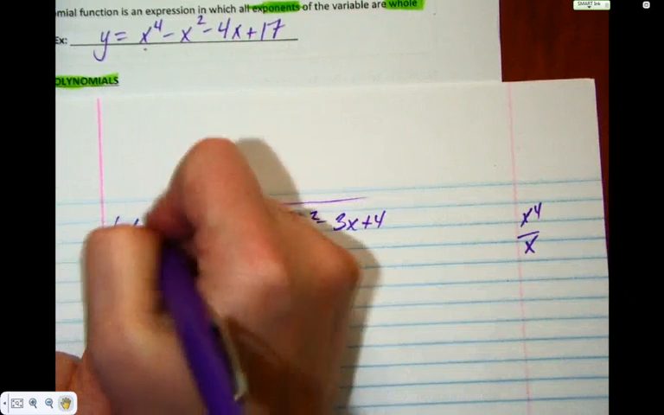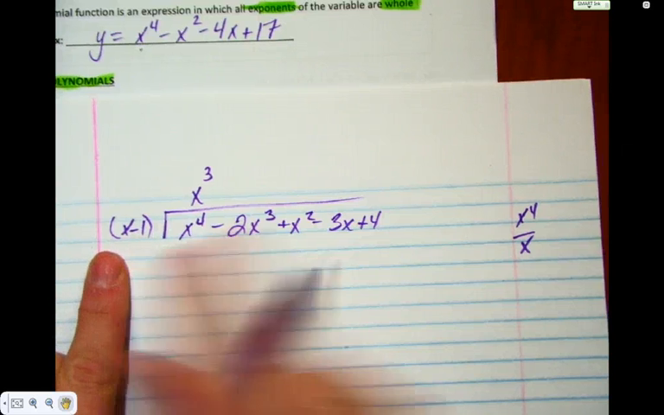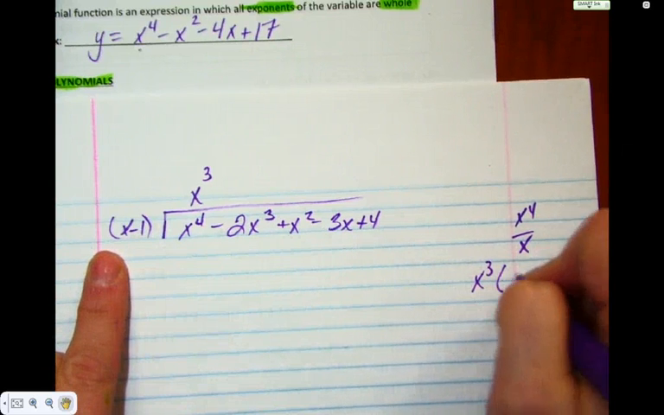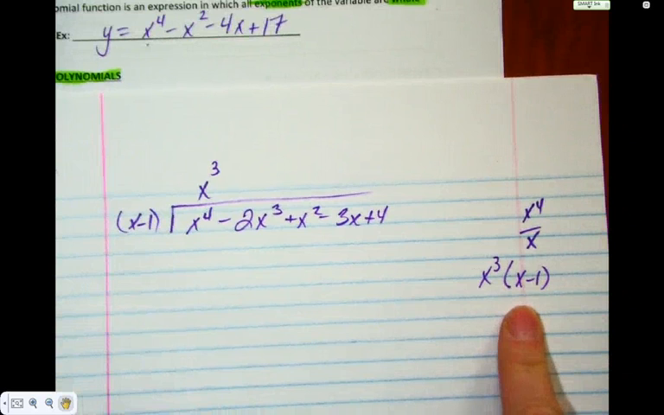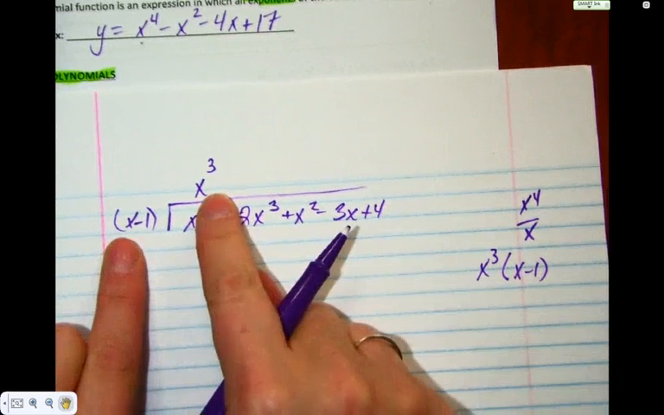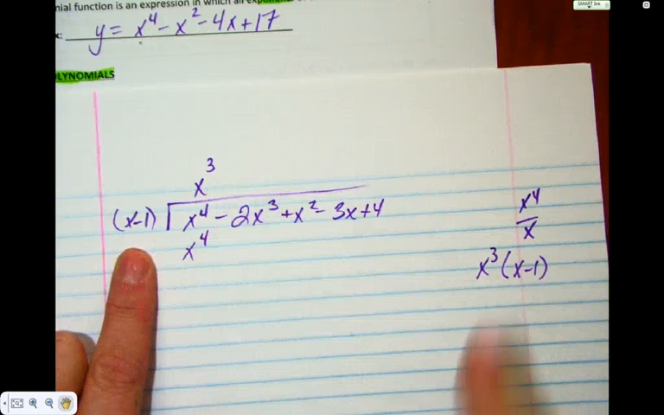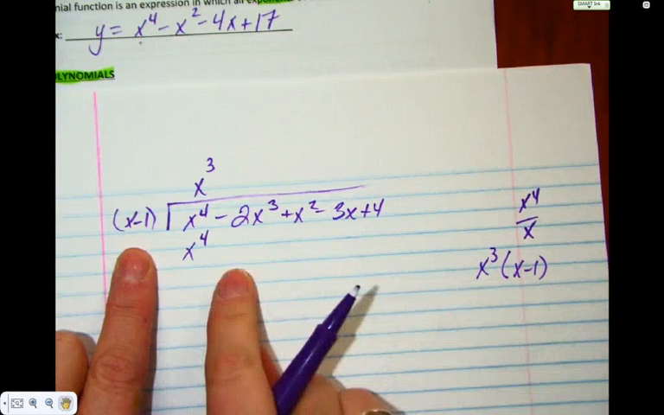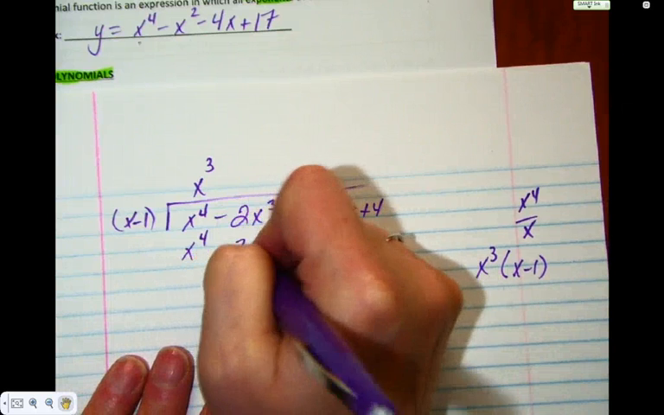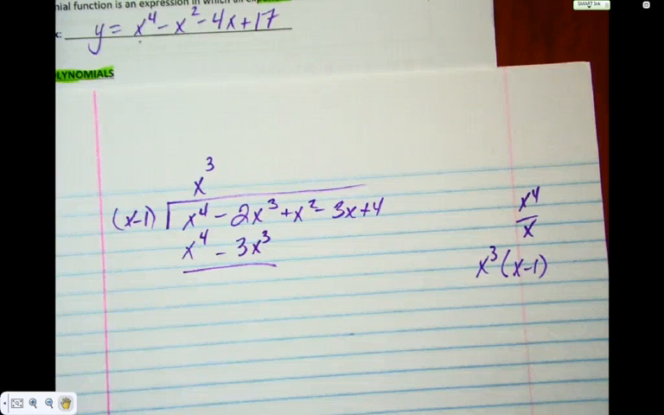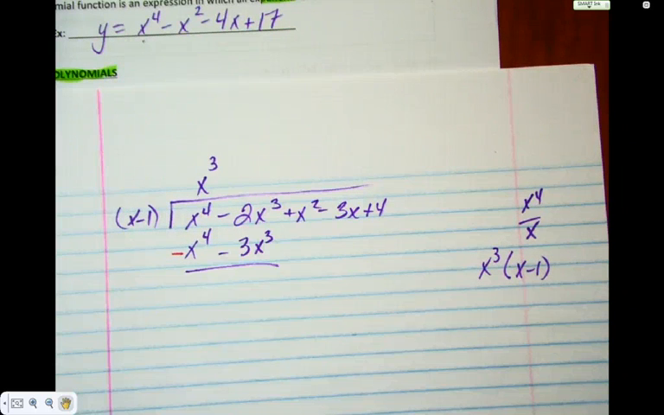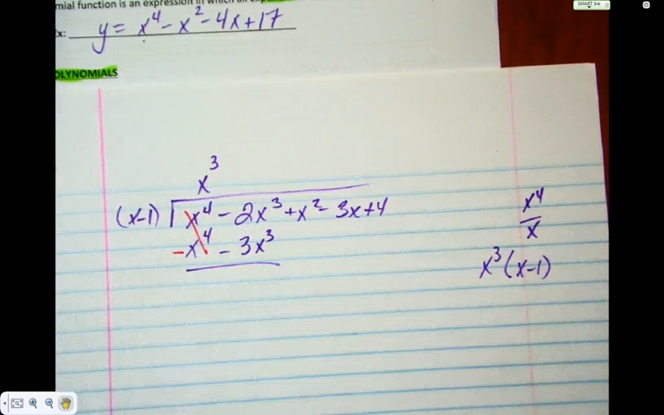Then what I'm going to do is multiply, but I'm going to multiply by this whole binomial. And again, what you're used to seeing is x to the 3 times x minus 1. So that's just like a little question from grade 9. So x cubed times x is x to the 4, and then x cubed times minus 1 is minus x cubed. Okay, so there's my division, there's my multiply. Now I'm going to subtract. So x to the 4 minus x to the 4 is 0, and that's what you want to have happen. I want that to cancel.